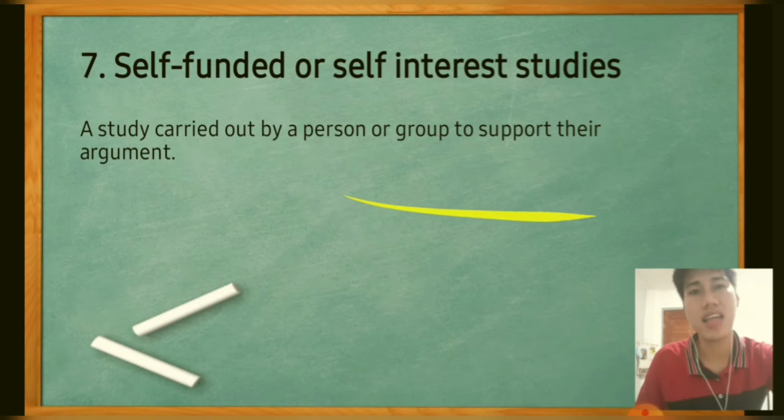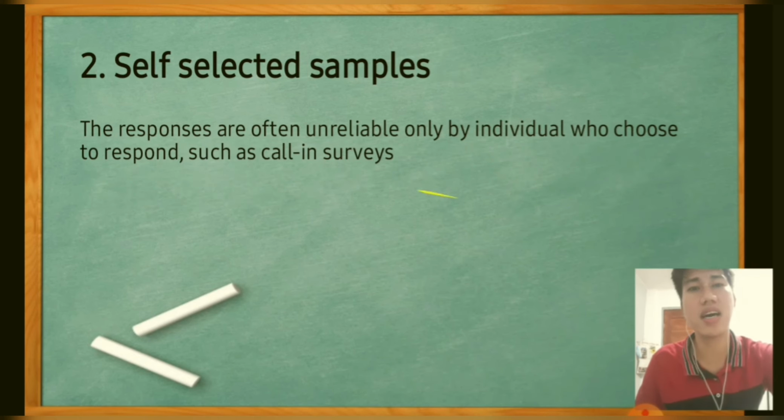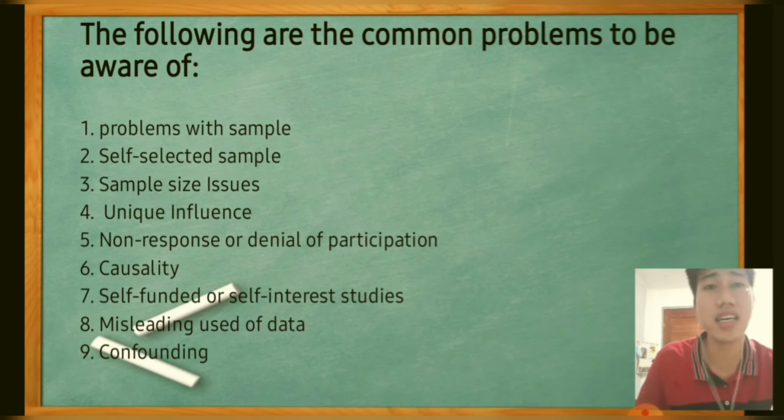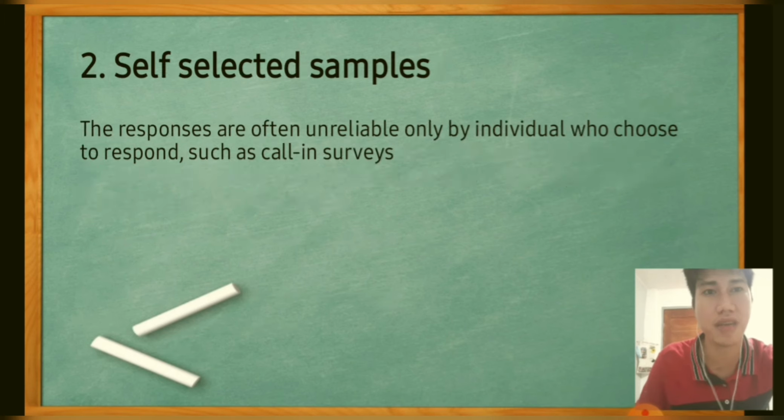So again, there are nine errors. There are nine common problems to be aware of in random sampling. These are: problem with sample, self-selected sample, sample size issues, unique influence, non-response or denial of participation, causality, self-funded or self-interested studies, misleading use of data, and confounding.